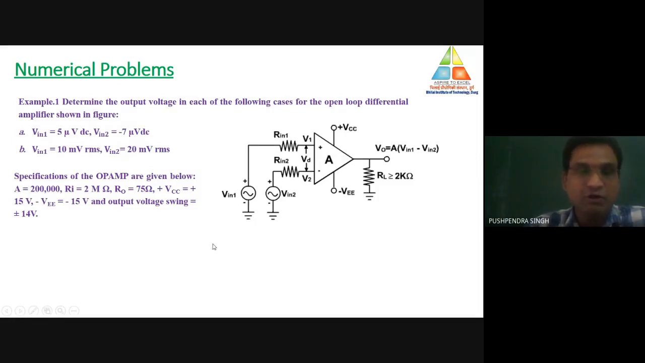So let us solve this problem. As per the circuit, it is connected in open loop configuration. Why? Because there is no feedback element connected between the output terminal and the input terminal.